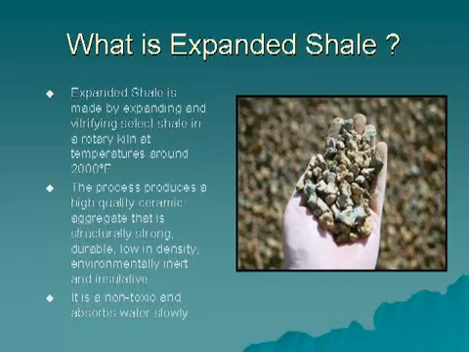The process produces a high-quality ceramic aggregate that is structurally strong, durable, low in density, environmentally inert, and insulative. It is non-toxic and absorbs water more slowly than other types of lightweight aggregate. Here pictured is an example of expanded shale as a clinker when it exits the kiln. The next step is to crush the clinker and screen the material to specified sizes for use in various market applications. Finer sizes are used in lightweight concrete block.